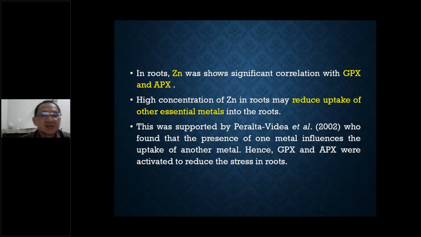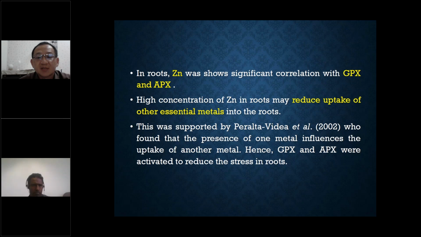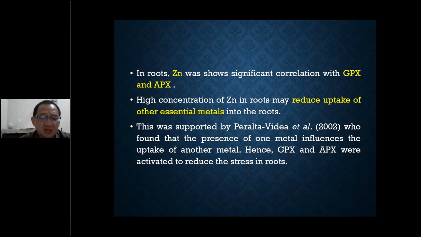Now, in roots, zinc actually shows significant correlation with GPX and APX. High concentrations of zinc in the root may reduce uptake of other essential metals. There are known to be what we call antagonistic effects as well. When one metal is higher, the other metals will be lower in uptake or accumulation. So it is very interesting. The result could be synergistic or additive.